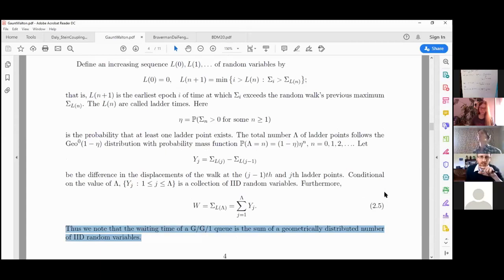Okay, that's a small lie. I'll tell you why it's a small lie in a minute. But this waiting time is exactly a geometric sum. Essentially, what we've got is a random walk, and we've got ladder heights. Ladder heights and random walks are one place where these geometric sums occur.